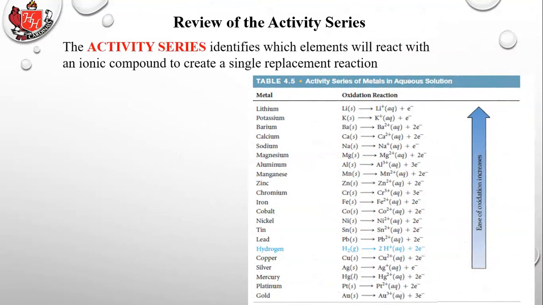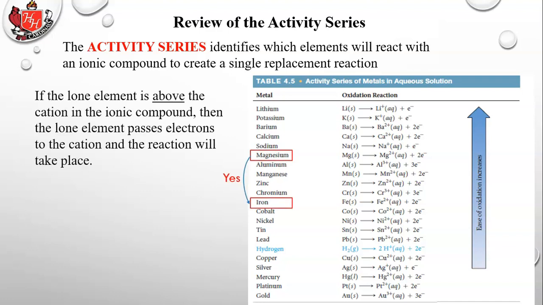So review of the activity series, we did that back in about day 40, 41, about half the class ago. The activity series identifies which elements will react with an ionic compound to create a single replacement reaction. If the lone element is above the cation in an ionic compound, then the lone element will pass electrons to the cation and the reaction will take place.